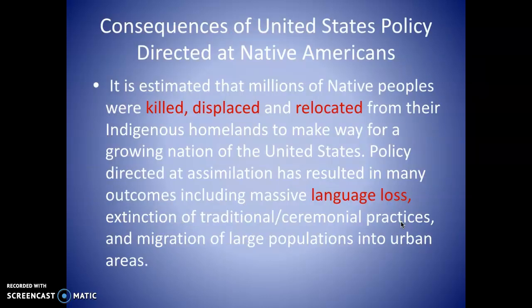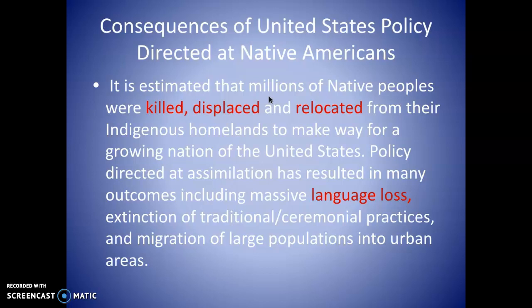Consequences of the United States policy directed at Native Americans. So this new policy of reservations and relocating Native Americans to these reservations. It's estimated that millions of Native peoples were killed, displaced, and relocated from their indigenous homelands to make way for a growing nation of the United States. The policy directed at assimilation resulted in many outcomes.